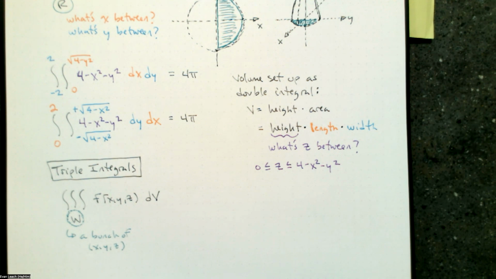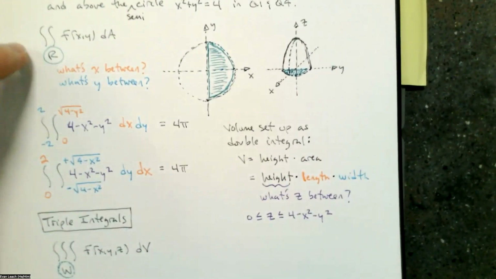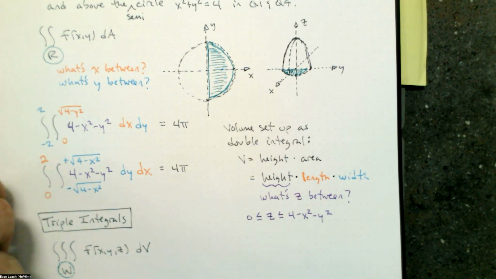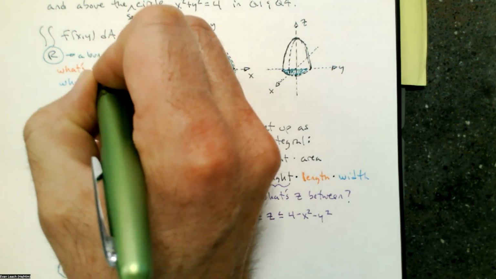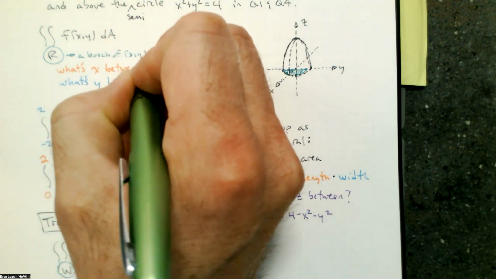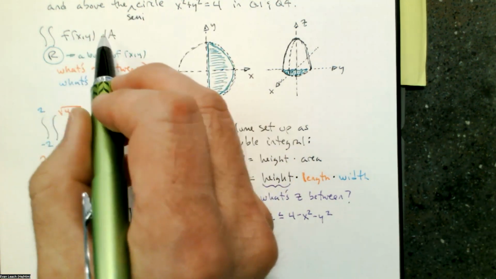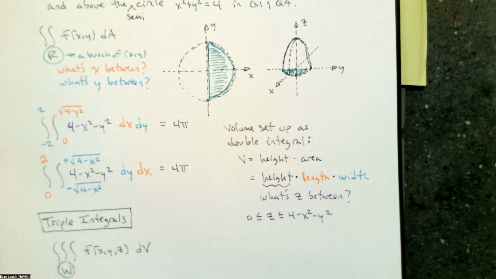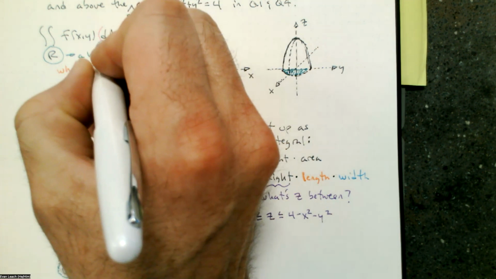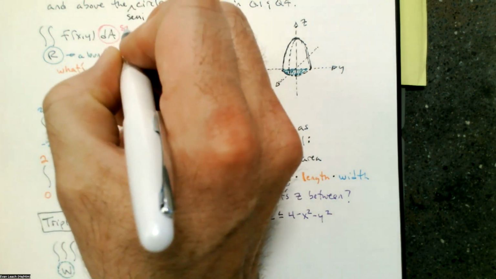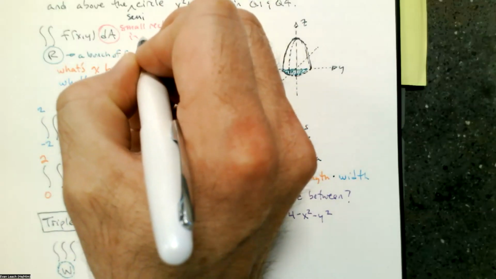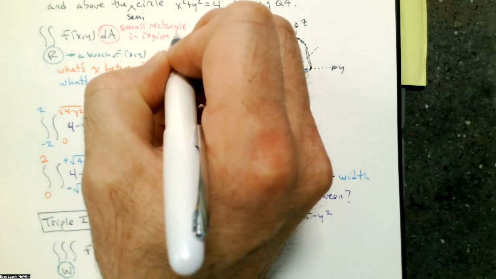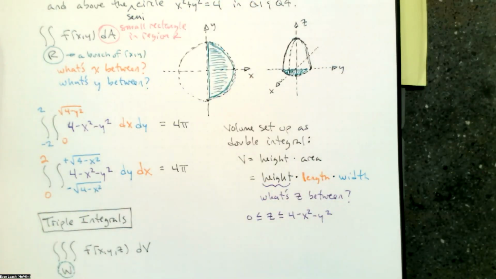Just like before in a double integral, we had dA, where R is a bunch of xy. It's all the xy that we're plugging into f of xy dA. dA was a small piece of the region R. dA was a small rectangle in region R.